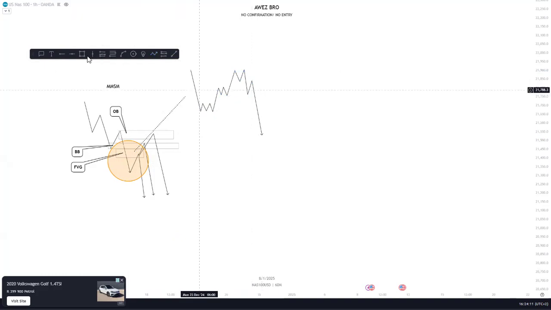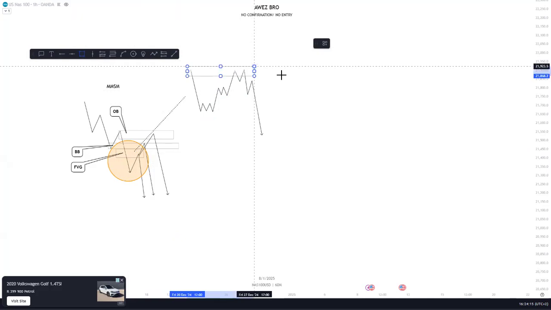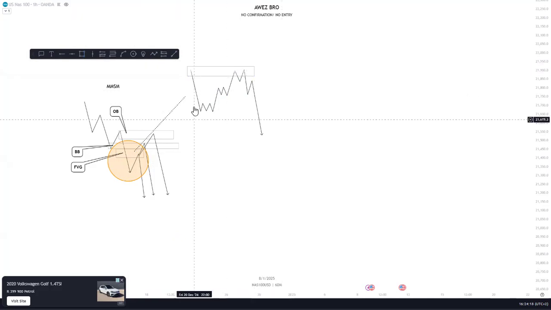Whereby here it does what? It tapped inside your point of interest over here. This one will be your point of interest. Whereby on your lower time frame, the market is going to consolidate, run away from the consolidation, consolidate again, up until it taps inside your point of interest. Then it moves back to your original direction.